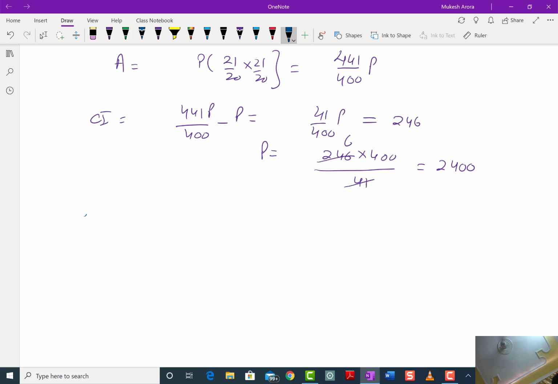So now the simple interest will be 2400 into 3 into 6 by 100, which is 24 into 18, which is 432.